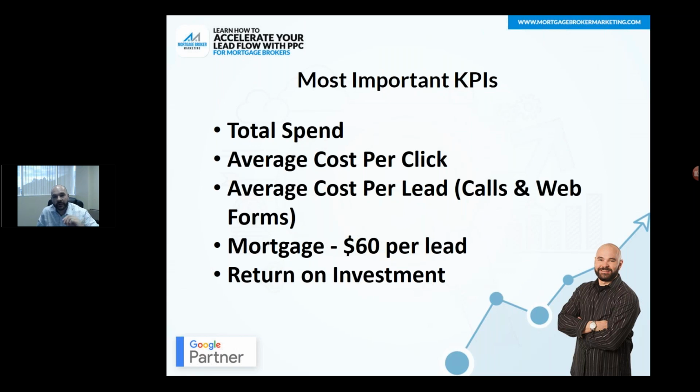The most important key performance indicators, or KPIs, to track are the total spend every single month, the average cost per click, the average cost per lead, and the return on investment. In the mortgage space, we'd like to see under $60. We're trying to drive that cost per click or cost per lead down under 60, and that's our target. We have a clear target to reach, and we can usually get that within a few months.